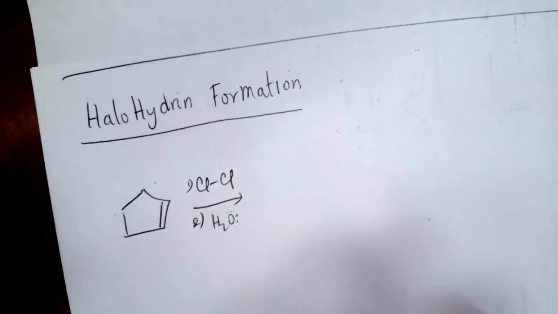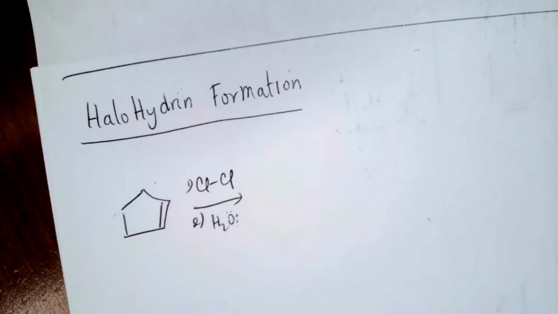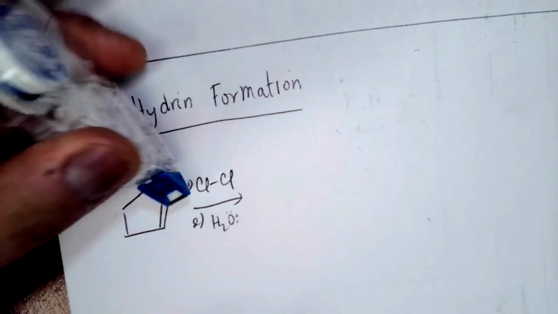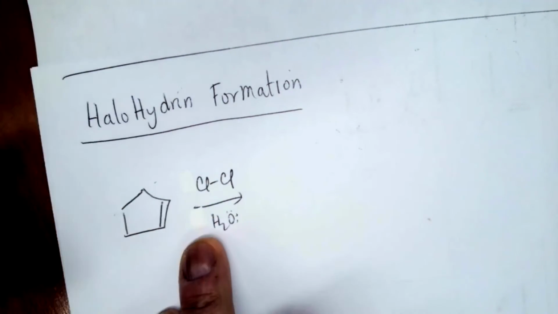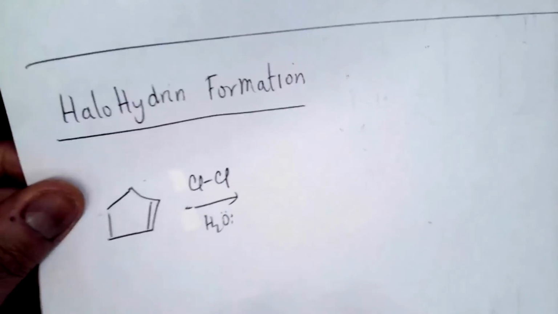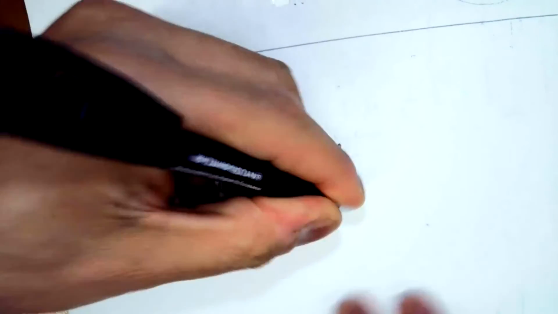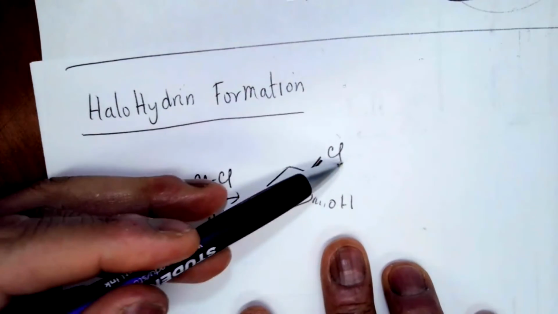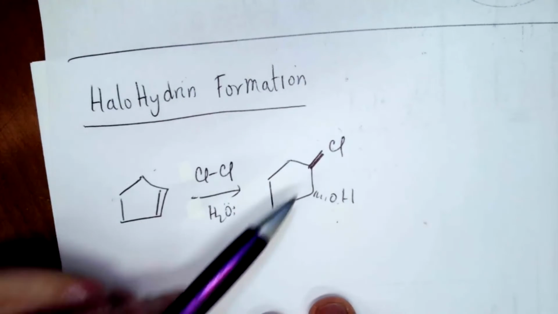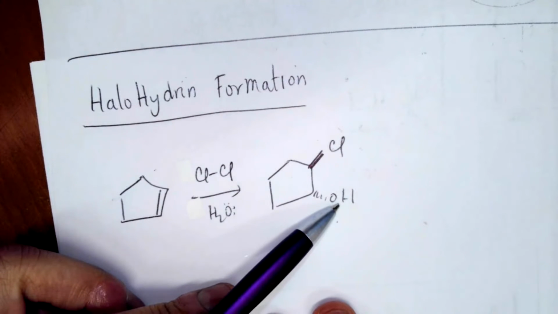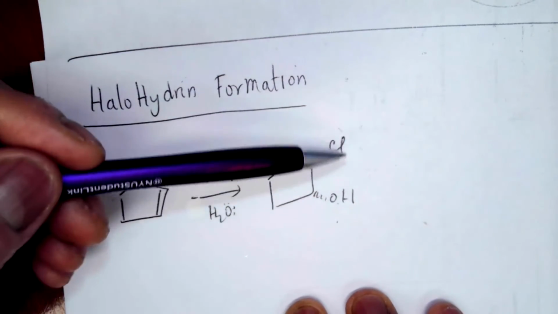Actually, it's not divided into steps. They are both combined. Let me double check. I don't want to give you wrong information for the halohydrin formation. Yeah, it is both of them at the same time. So it is chlorine in water. Okay, so what happens here? What you have here is chlorine and OH. This is what we call a halohydrin. In this case, it would be a chlorohydrin. You get a chlorine, or a halogen, and an OH, or an alcohol. It would be like a halo alcohol.